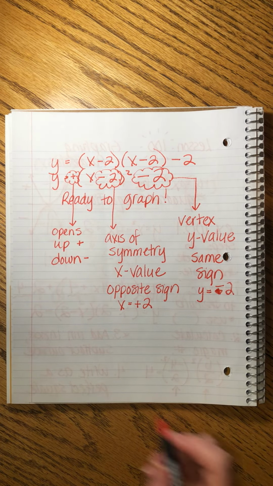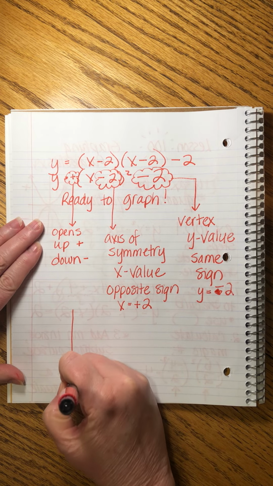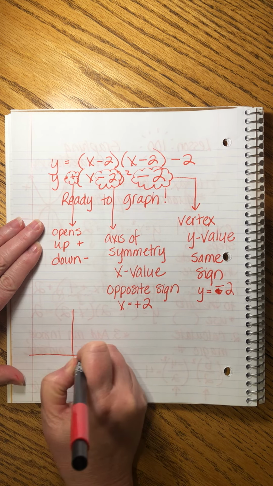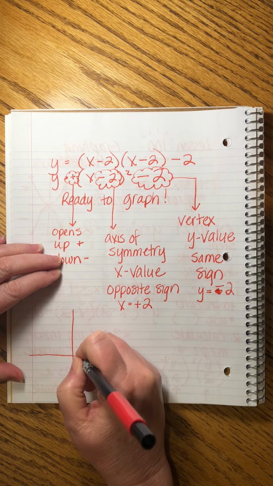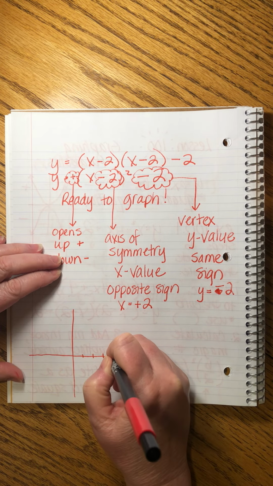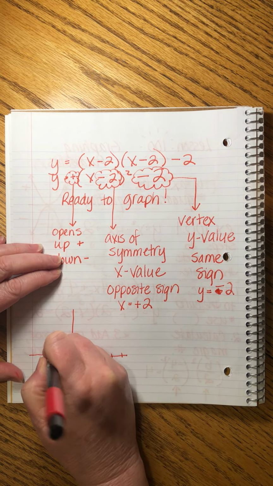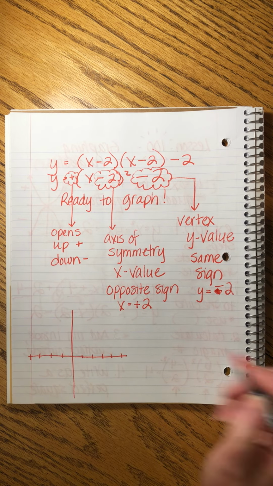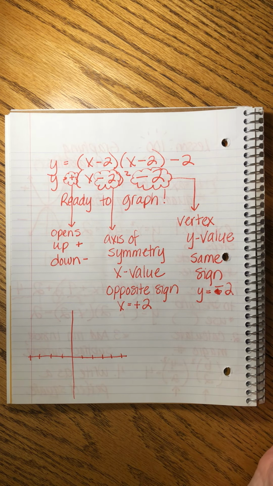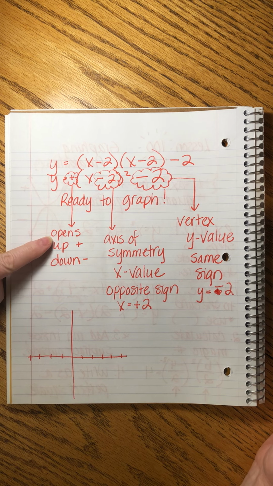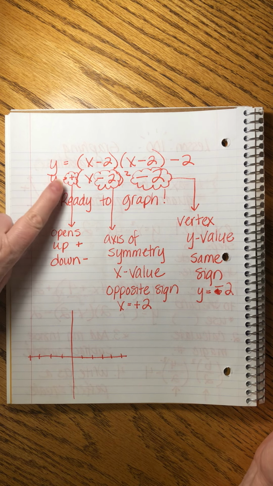Okay, now we're ready to graph. So we draw ourselves a nice little picture. It doesn't have to be too big. If you think about 5 units in every direction, that'll be fine. And I'm gonna just put in some markers on the x-axis. I'll use the blue lines on the y-axis. So what we do, first we get it in our head that it's gonna open up, right? Because it's positive.